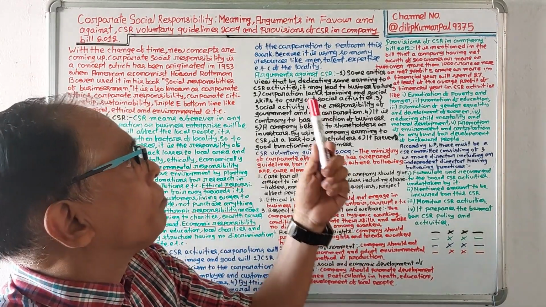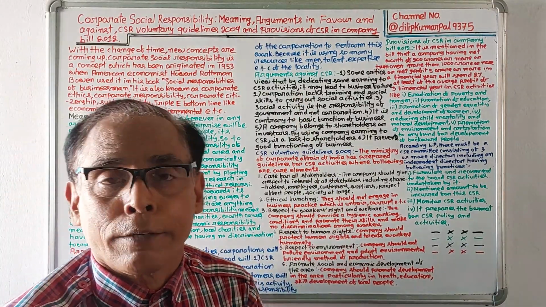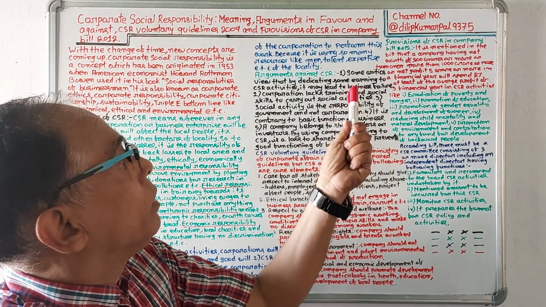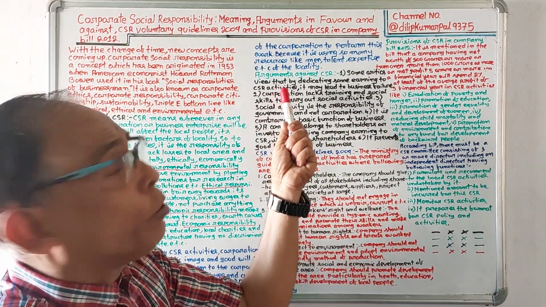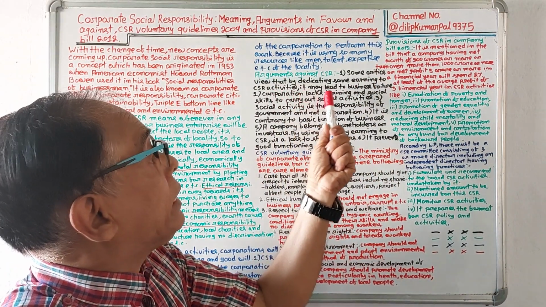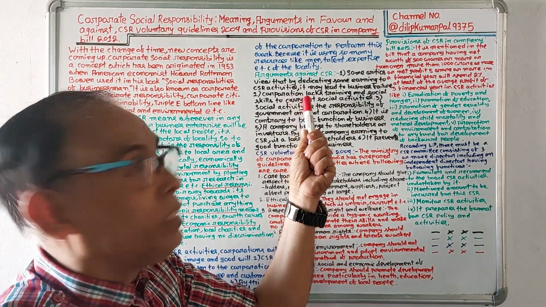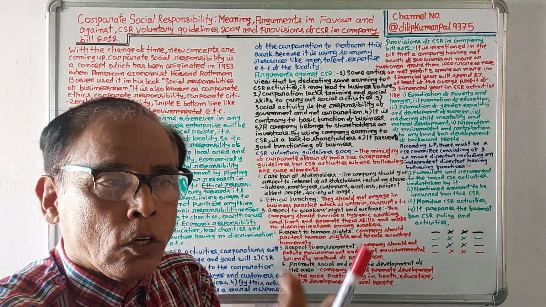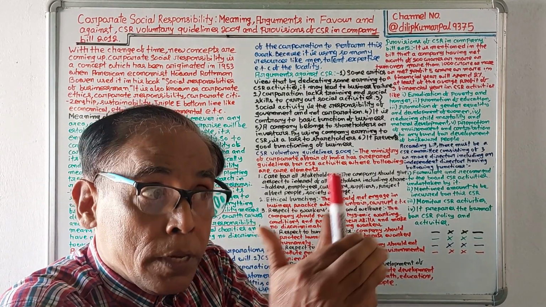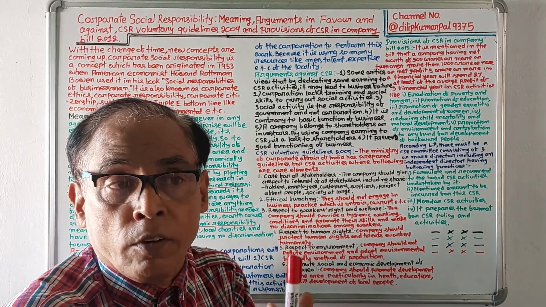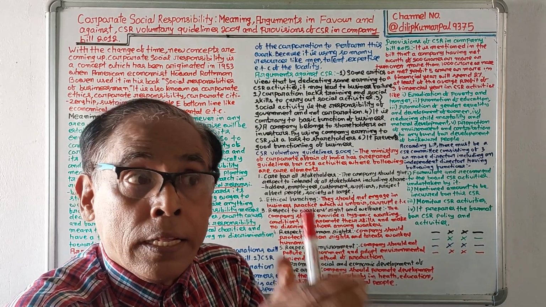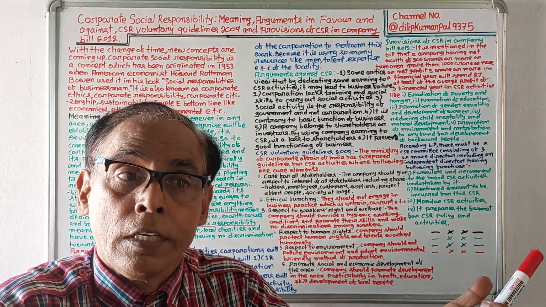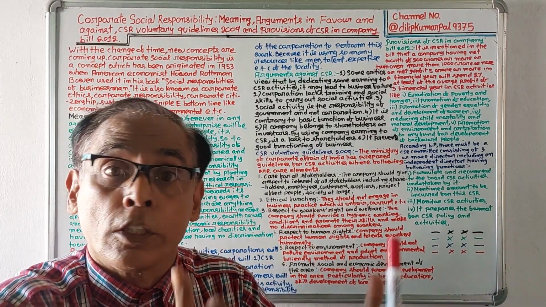Then we will now discuss arguments against CSR. Some scholars are arguing against CSR activity. Some critics view that by dedicating some earnings to CSR activity, it may lead to business failure. Whenever a corporation gives some earnings for the development of the local people, there is every chance of the failure of the business. It may face a shortage of funds.